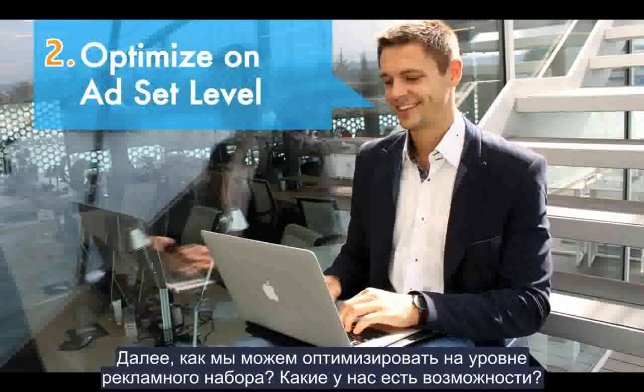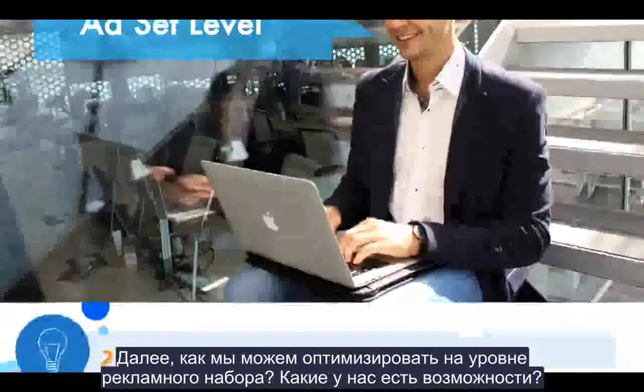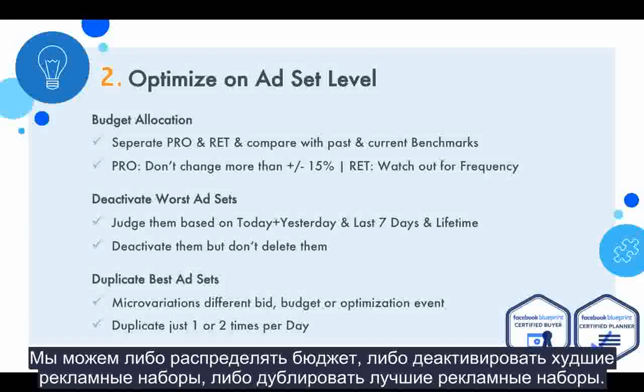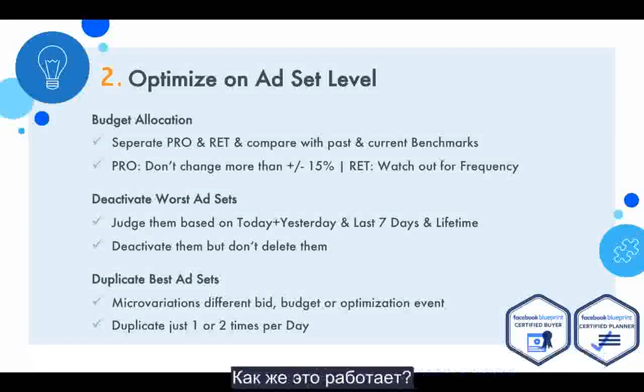Then, how can we actually optimize on ad set level? What are actually the possibilities that we have? Well, we could either allocate budget, we could also deactivate the worst ad sets, or we can duplicate the best ad sets. So how does this actually work?